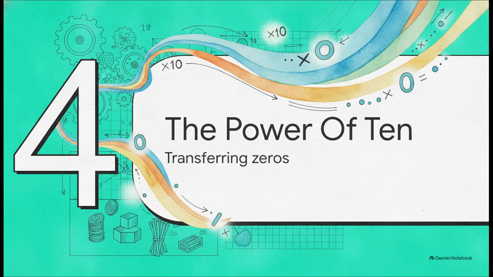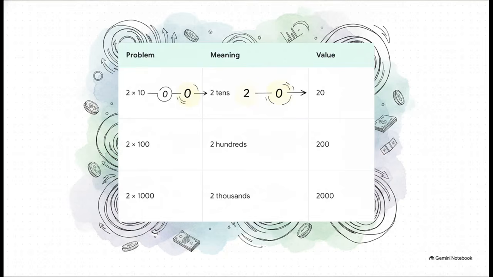Section 4. The power of 10. Now we're really rolling. There is this amazing visual trick you can use when you're dealing with tens, hundreds, and thousands. Look at the pattern here in the table. 2 times 10 means 2 tens, which is 20. 2 times 100 is 2 hundreds, so 200. And 2 times 1,000 is 2 thousands, giving us 2,000. Do you see the magic there? You just look at how the zeros physically transfer over. You take the base number, count the zeros in your multiplier, and just slap them onto the end. 2 times 1,000 instantly and magically becomes 2,000.